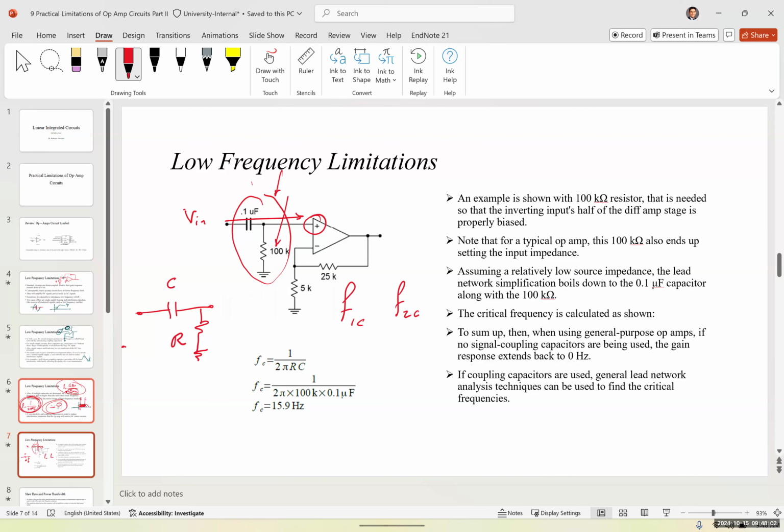Some books show it with F1, F2, some show it with FL, FH, or FL, FU, which is the upper cutoff frequency. So for this example, we have a 100K resistor to properly bias the op amp, and we have a 0.1 microfarad or 100 nanofarad capacitor connected to it.